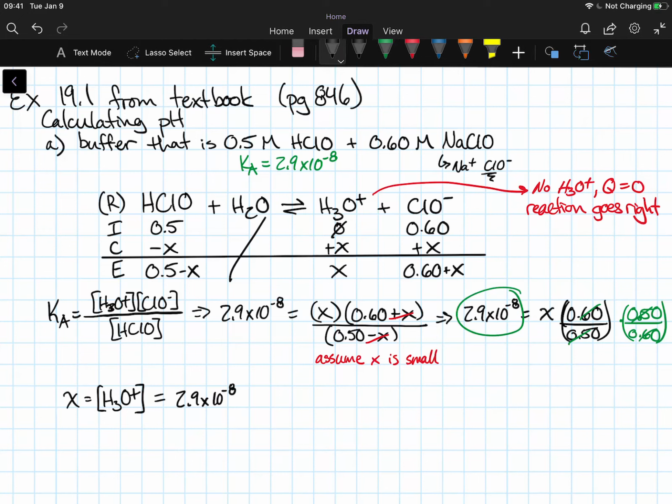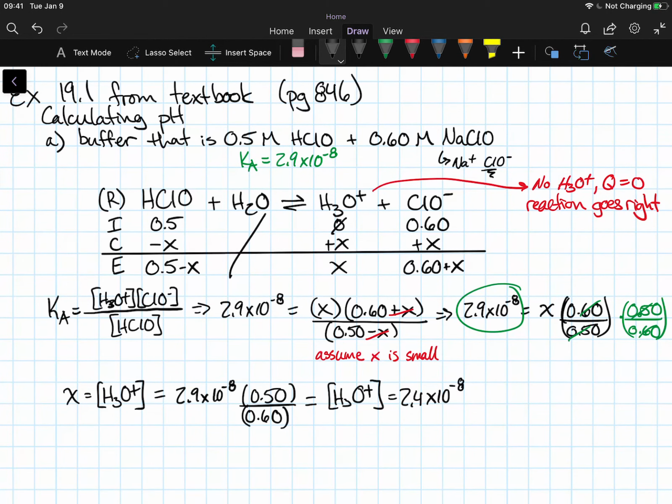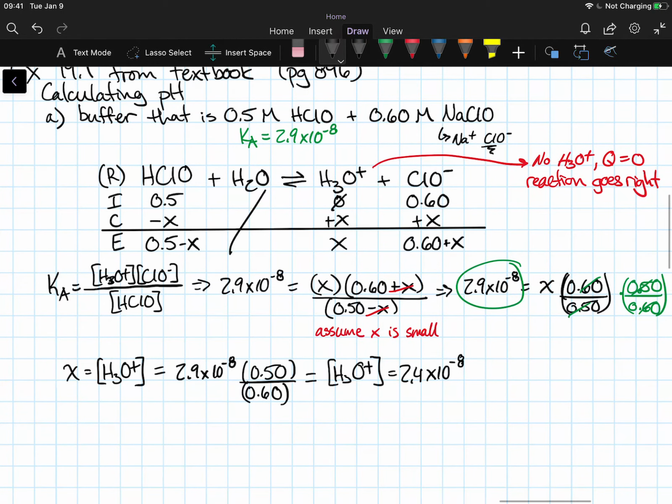We're going to multiply by 0.50 and divide by 0.60, and that's going to rearrange this and solve for x for us. Once we've plugged this all into the calculator, we end up with the concentration of the hydronium, H3O plus, equal to 2.4 times 10 to the negative 8th. Very small number. It dissociated very little. We could go back and double check that our 5% rule assumption is correct, and you should do that on your own, but I will tell you right now it's probably correct.